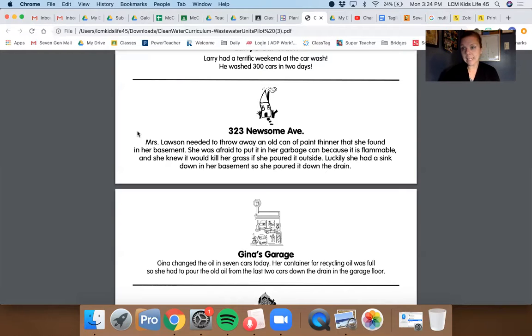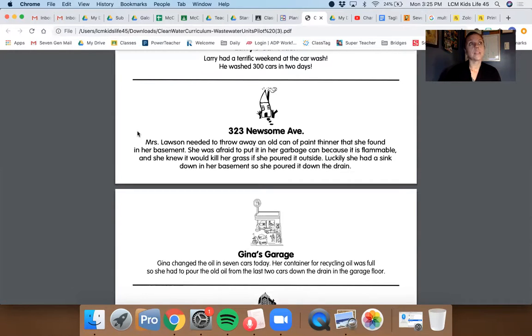Shouldn't be pouring anything down the drain other than water, right? And maybe soap goes down the drain and toothpaste, but we shouldn't be pouring anything like that down the drain. Does anybody know what the alternative is for getting rid of something that is considered household hazardous waste? So like paint, paint thinner, paint remover, liquid like that. Does anybody know?